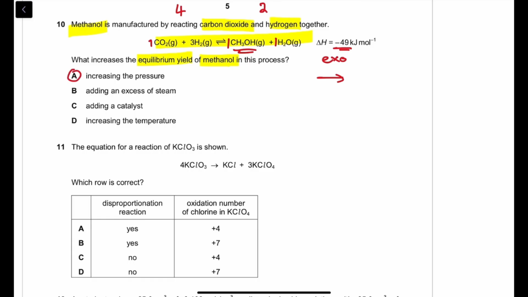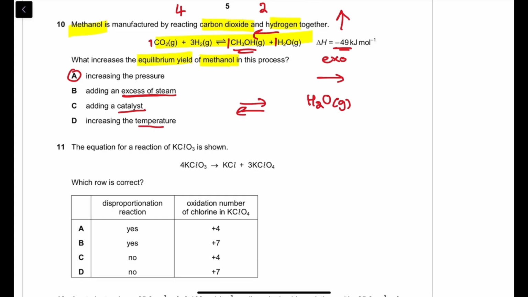But to discuss the other options, so B here, we added an excess of steam. Steam is just H2O in its gas form. If we do increase the amount of steam, it's going to shift to the left. And here in C, it says adding a catalyst. Adding a catalyst increases the rate of the forward and the backward reactions equally, so there will be no change in the yield.